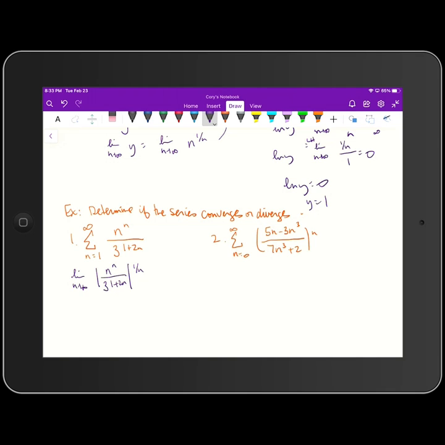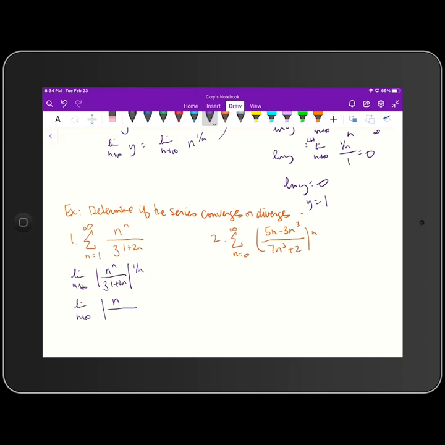Okay, so we want to go through and simplify this expression now. We have the limit as n goes to infinity. When we have a power raised to a power, algebraically we multiply the exponents. So when I apply the exponent of 1 over n to the numerator, that's going to make the numerator become n raised to the first power.